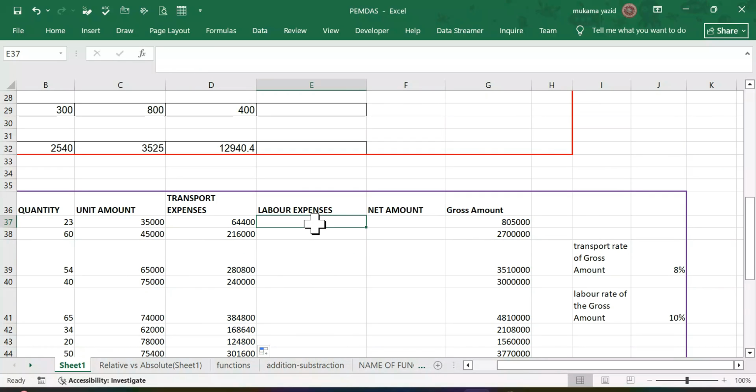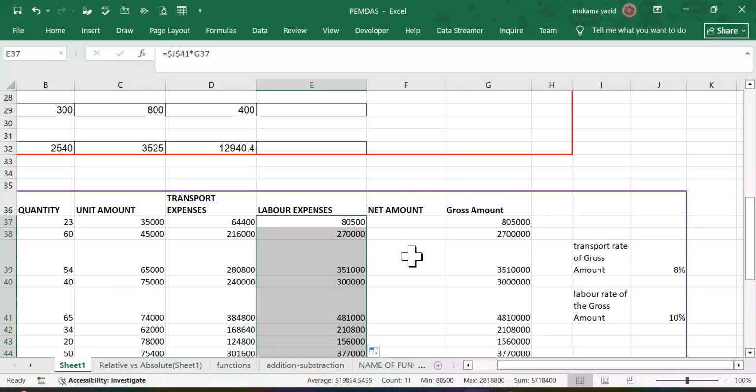The same applies to labor, because the labor rate is 10% of the gross amount. So we shall say equals this 10%, but remember we need to lock it, and we multiply it by the gross amount, and we use the autofill handle here to get the rest of the answer.